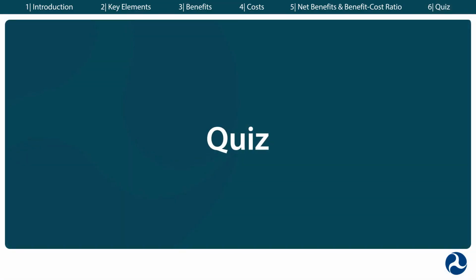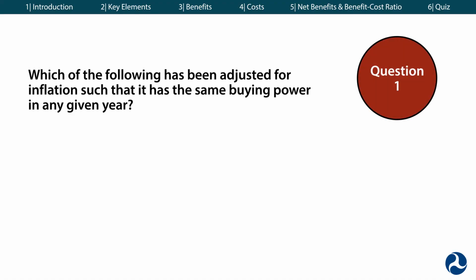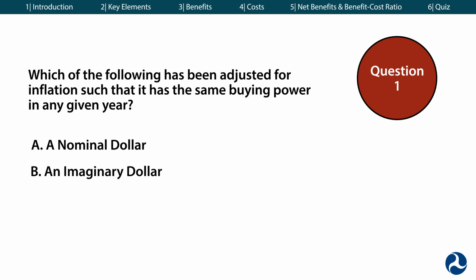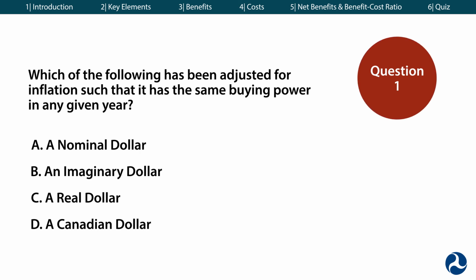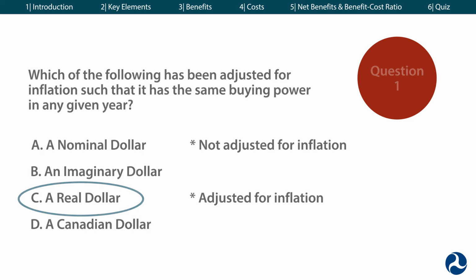That was a lot of information. Let's take a minute to review by going through a quick quiz. Question 1. Which of the following has been adjusted for inflation such that it has the same buying power in any given year? A. A nominal dollar. B. An imaginary dollar. C. A real dollar. D. A Canadian dollar. The correct answer is C. Real dollars are adjusted for inflation. Nominal dollars have not been adjusted for inflation.